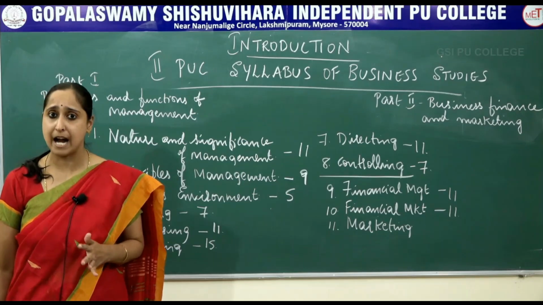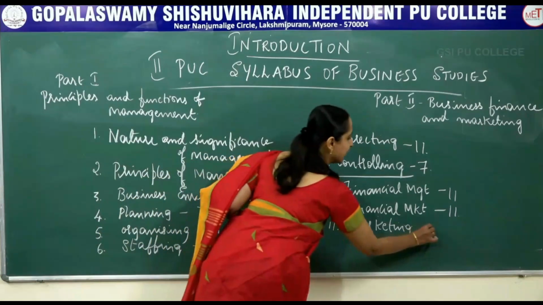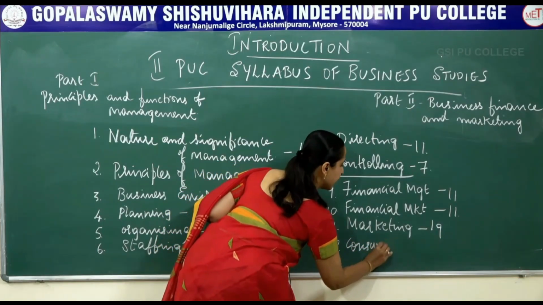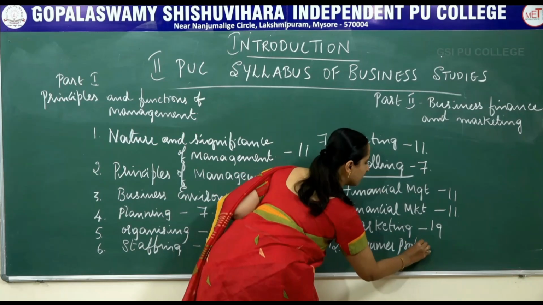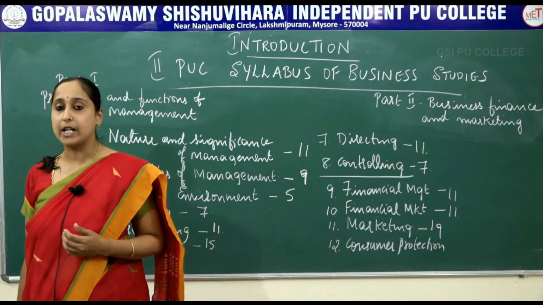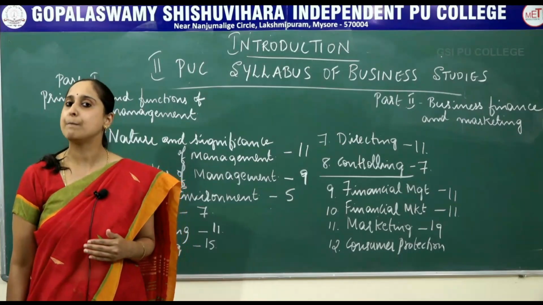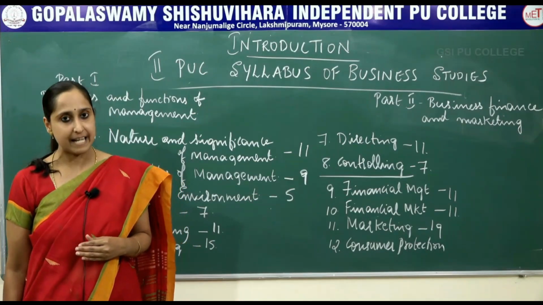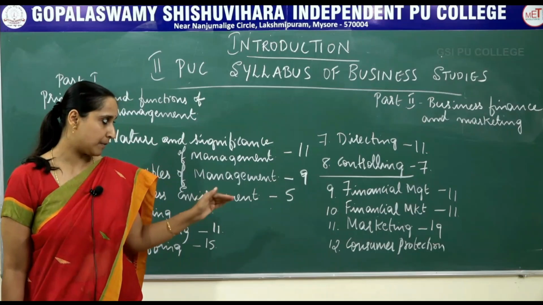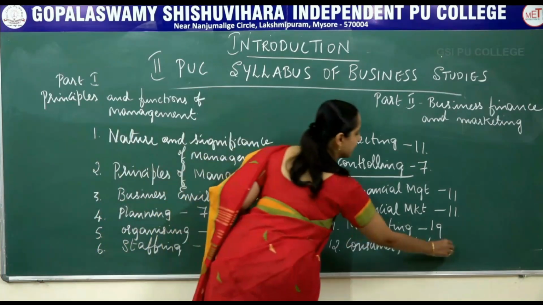Marketing is a very huge chapter and it is quite important also for the examination. So the total marks allotted to this chapter is 19 marks. Last chapter is consumer protection. In this chapter, we learn who is a consumer and what are the responsibilities and rights of the consumer, and we also learn about the Consumer Protection Act 1986 and what are the redressal and grievance agencies which come under consumer protection. So the total marks allotted to this chapter is 7 marks.